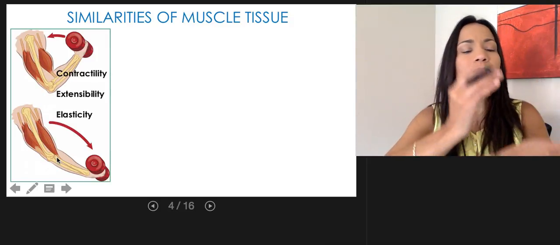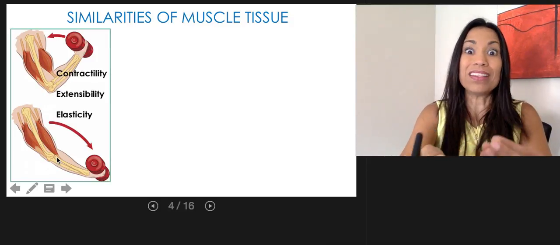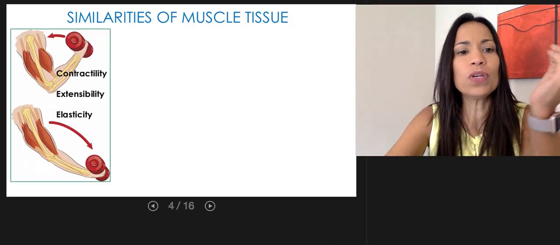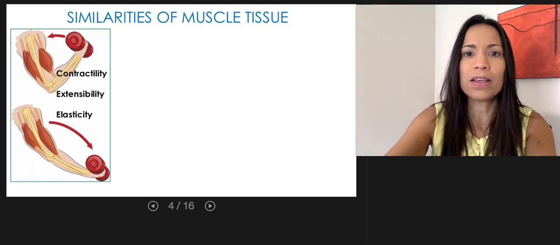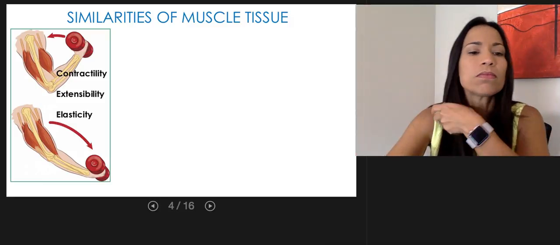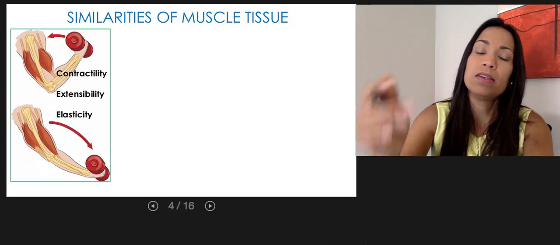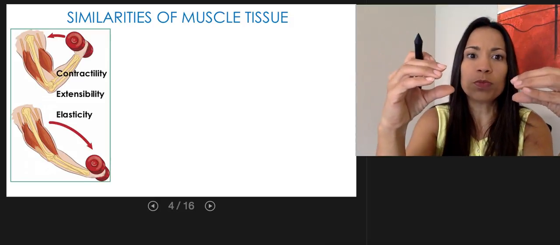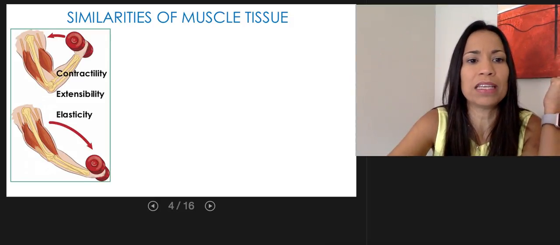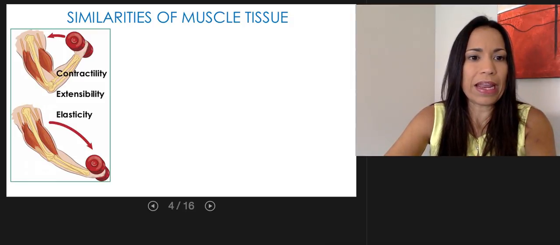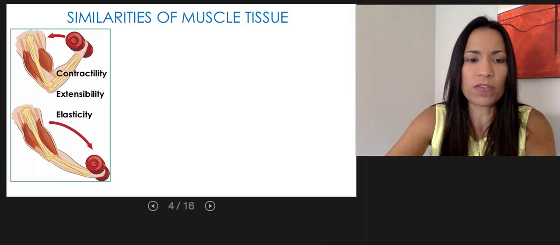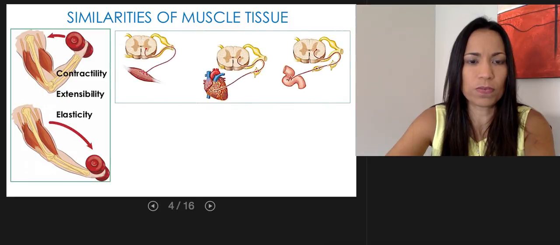See? So the combination and the coordination of these two processes create smooth movements. And remember, when it goes back, the muscle goes back to the original position. Now we are talking about the elasticity of the muscle. Okay, that's similar to all of the types of muscle tissue.